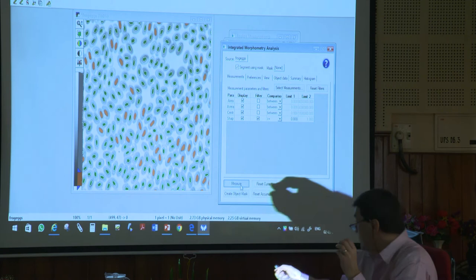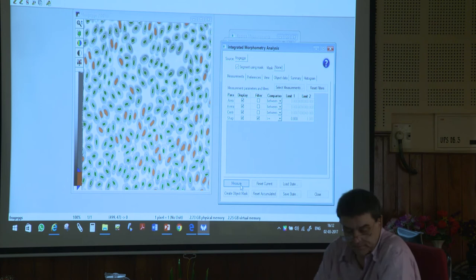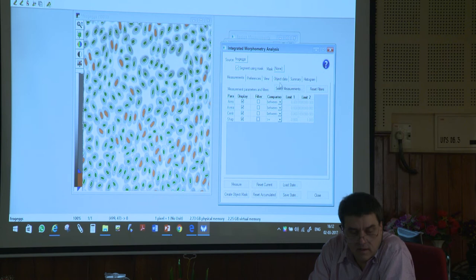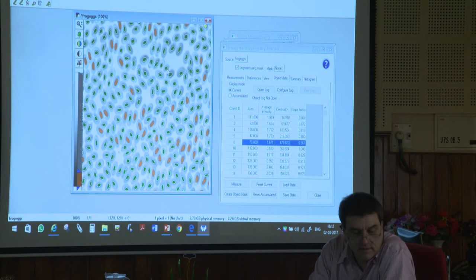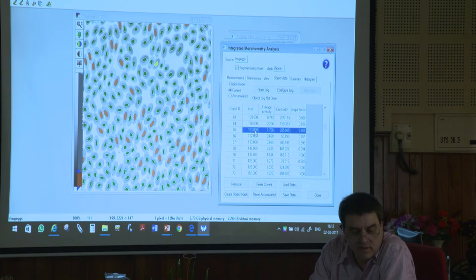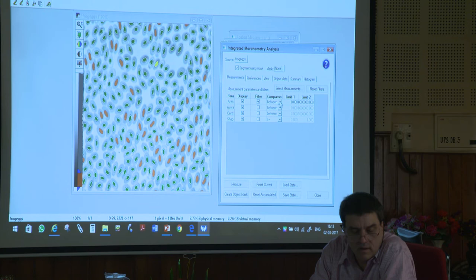Now let's say I just wanted to look at bigger ones. So instead of using shape factor, let's look at our area data. Okay, so let's take a look at something like this. So 129, 151. Let's say for whatever reason, we just want to look at things that are bigger than 140, okay? So what we could do, we could sort on area. Okay.